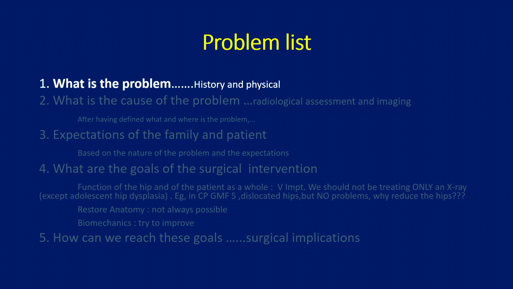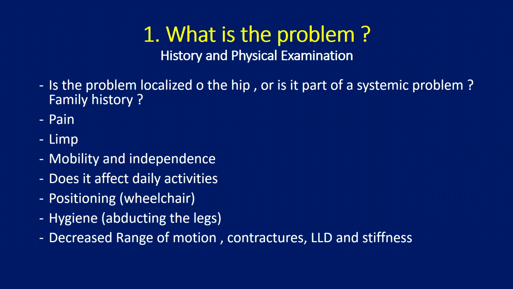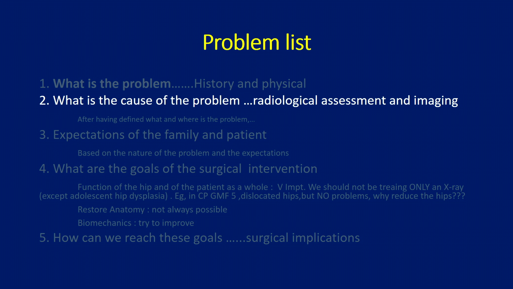So the first thing, before we go into the various scenarios, what is the problem? And that is defined by history and physical. And all these are basic things that you should do every time that you examine not only the hip, but essentially any joint, starting with, is the problem localized to the hip? Is it part of a systemic problem? We are going to see one of the scenarios, for example, if it's skeletal dysplasia or other disorders. And then these are the main things, or the presenting complaints, that you will have to address as part of the treatment. The second thing now is what is the cause of the problem? This means an analysis of the deformity, if you want, and that's the radiological assessment and imaging, and we'll mention this quickly.